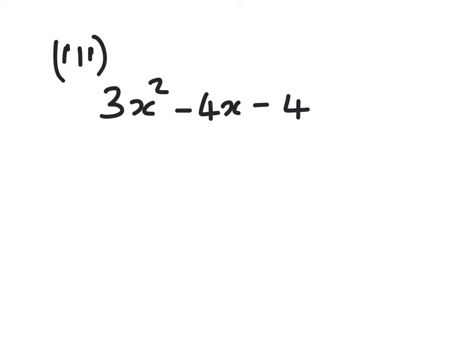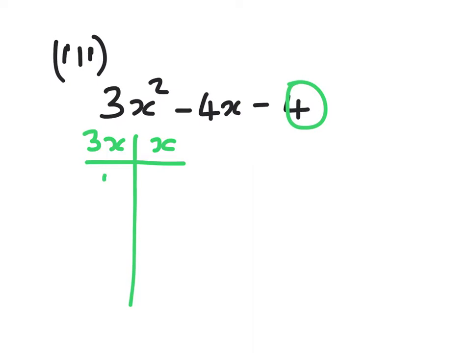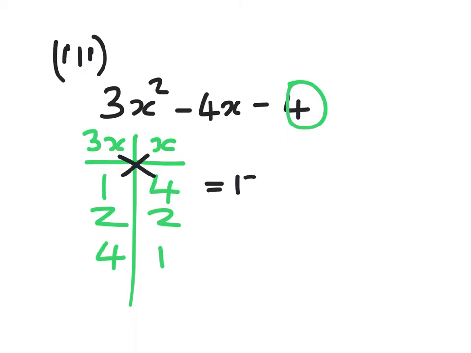Where you've got 3x squared, that's where you do one of these little tables. So we put 3x and x at the top, and then we look at the 4. How can we make 4? 1 times 4, 2 times 2, 4 times 1. What do we do with those numbers? We cross multiply. So we do 3 lots of 4 is 12x, and 1 lot of x is x.